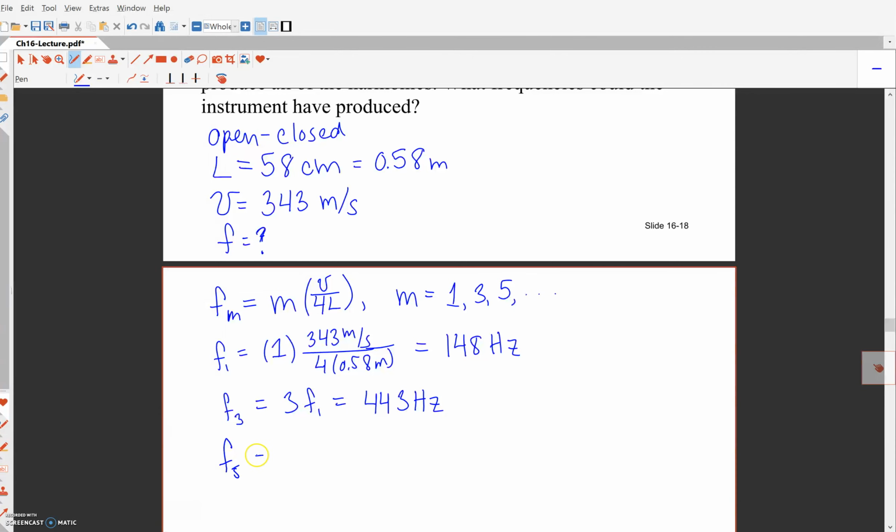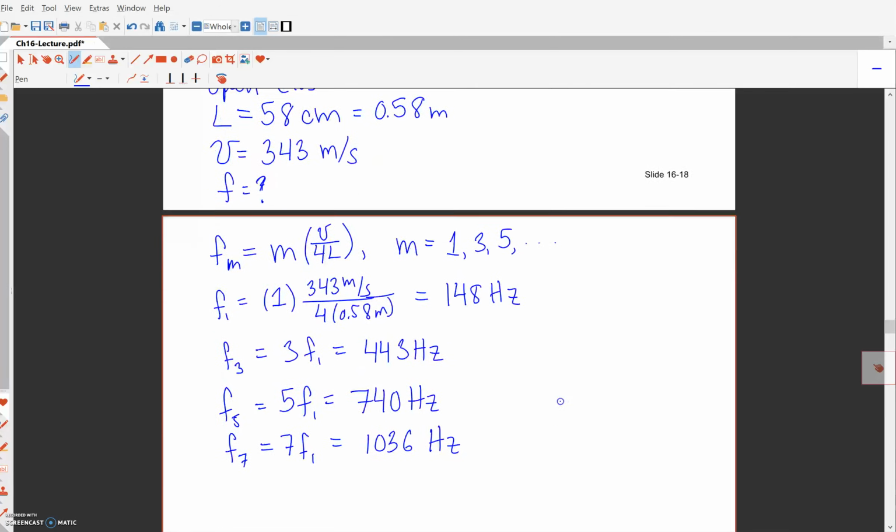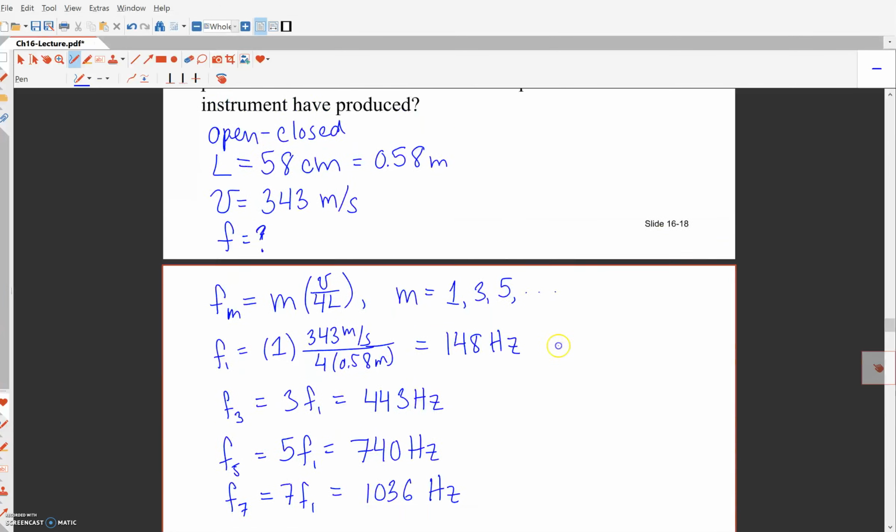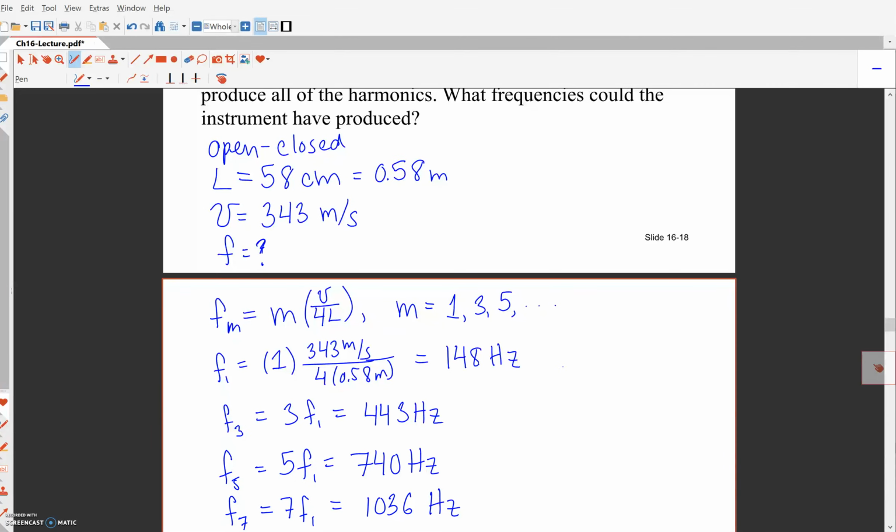Keep going. f5 is equal to 5 times the fundamental, that works out to 740. And you can just keep doing this, right? We can go all the way up to the limits of human hearing, but that's, well, it's pretty high. But yeah, let's see, this is 1,036 hertz. Apparently we can hear up to like 20,000 hertz or something like that, a lot. So I'm just going to stop there. But you get the idea. We can just keep finding the frequencies that could exist in this instrument.